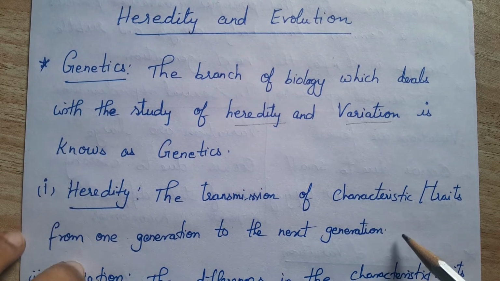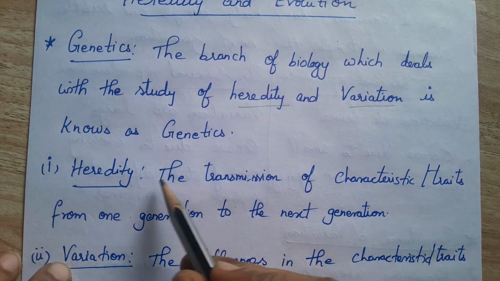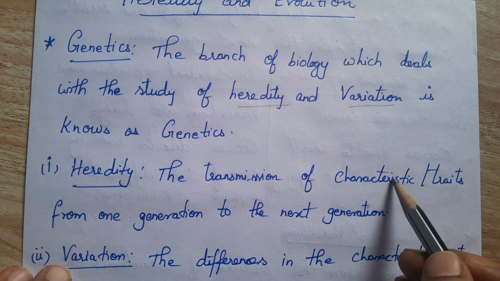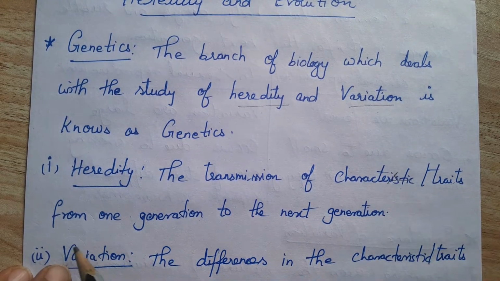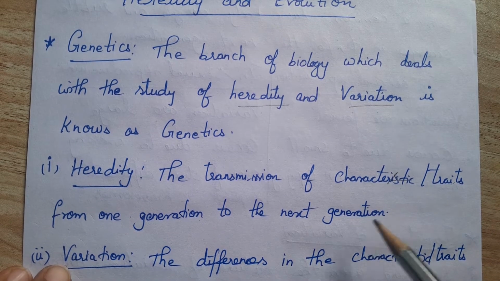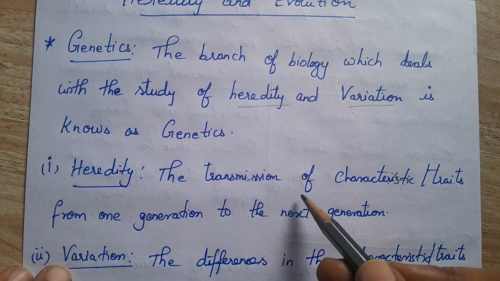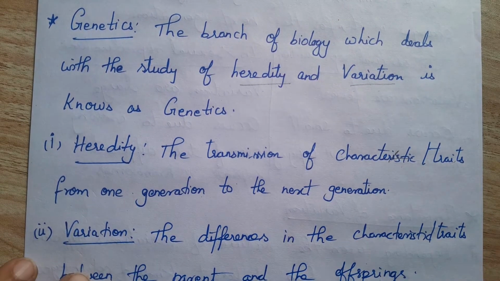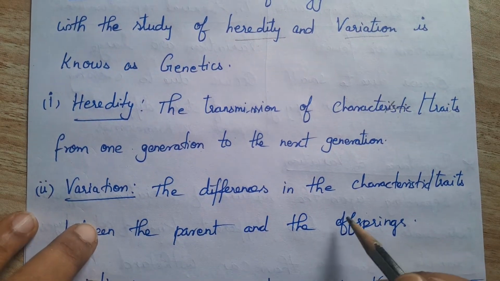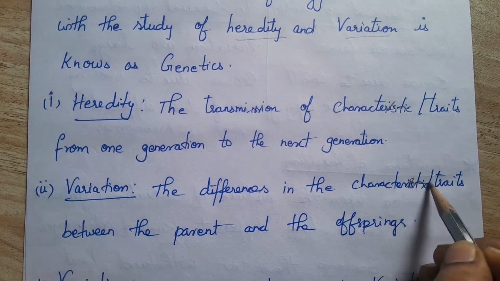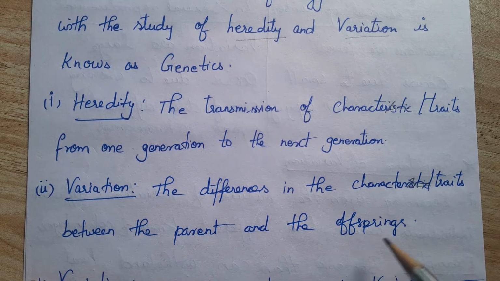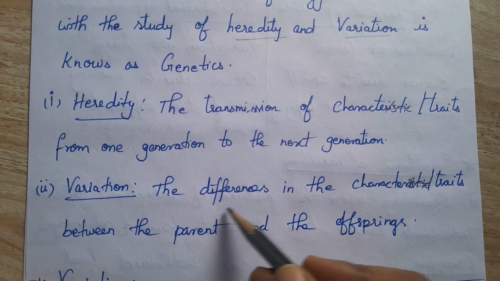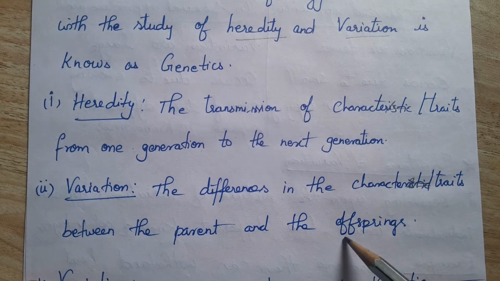So what is meant by heredity? Heredity is the transmission of characters or traits from one generation to the next generation. That means transmission of characters from parents to the offspring. That is called heredity. Next, what is meant by variation? The difference in the characteristics, the difference in the characters or traits between the parent and the offspring. We studied about variation in the last chapter, right? So the difference in the characters between the parent and the offspring is called variation.